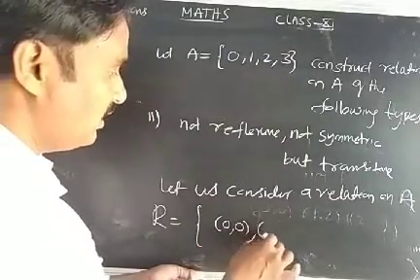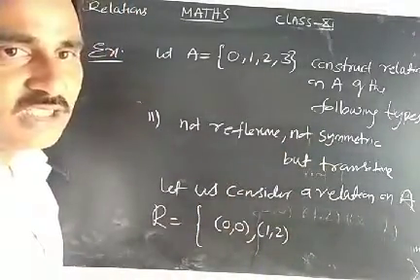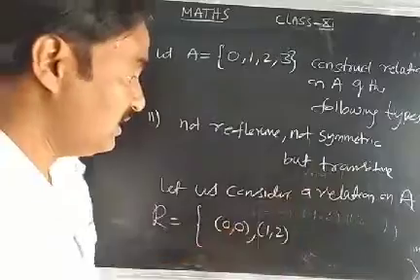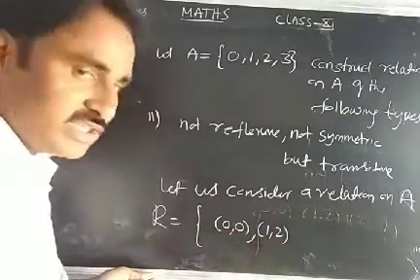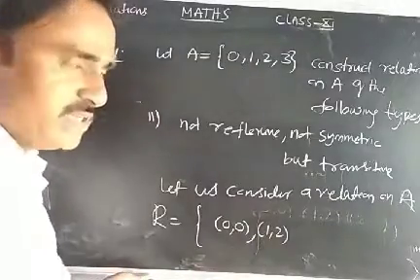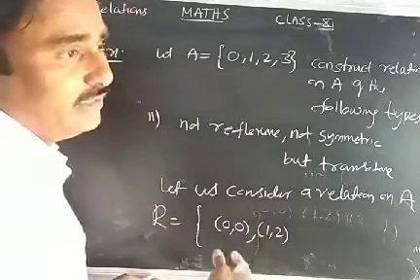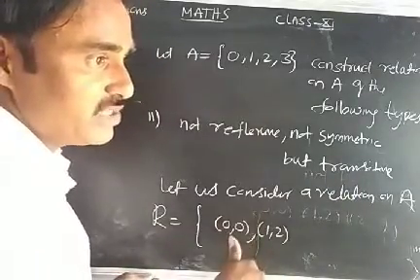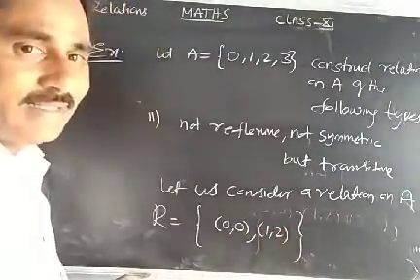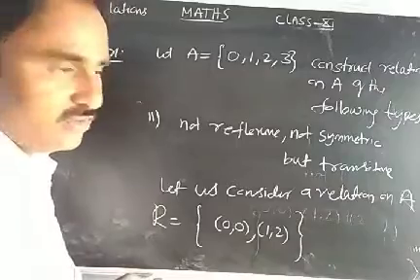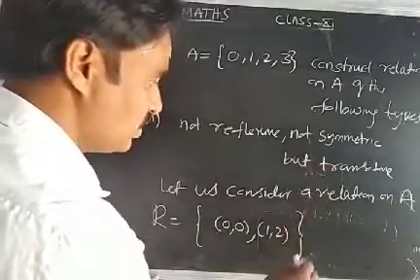So it should not be symmetric. Suppose I am taking 1 comma 2. There is no 2 comma 1, so it is not symmetric. Okay, 2 satisfied. But it should be transitive. Is it transitive? Yes, transitive. Why? Because such type of order pairs do not exist. To check the transitive condition, which type of order pairs do we need? A comma B and B comma C. But such type of order pairs do not exist in R. So you can say it is transitive: not reflexive, not symmetric but transitive.